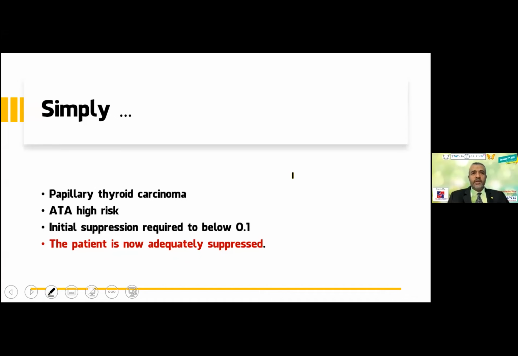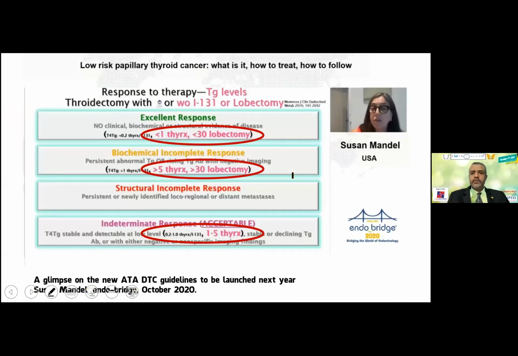with her treatment. Not sure how many of you attended 2 months ago, and actually one of the speakers was Susan Mandel. Susan Mandel told some news about the new guidelines of the American Thyroid Association for number one, thyroid nodules, and number two, differentiated thyroid carcinoma. One of the news that she has announced is that they are going to have two guidelines, one for management of thyroid nodules and the other for differentiated thyroid carcinoma.